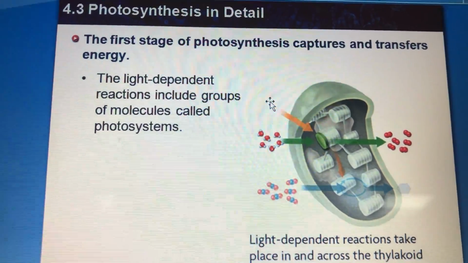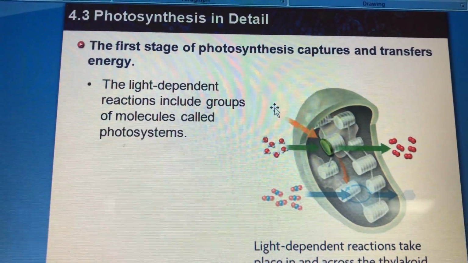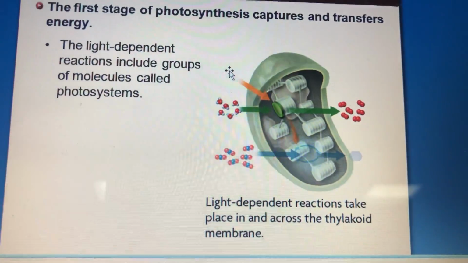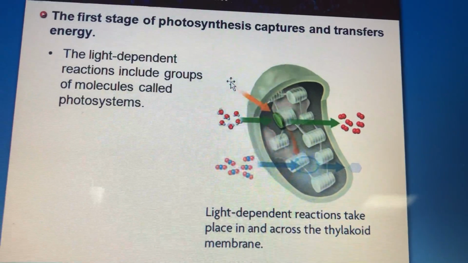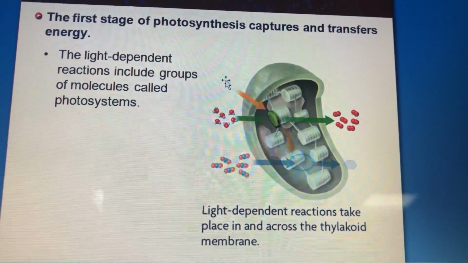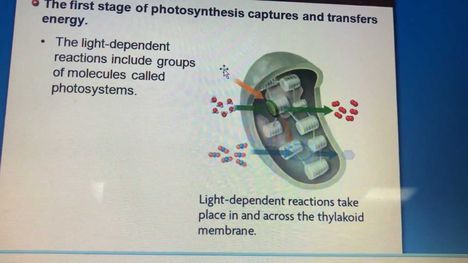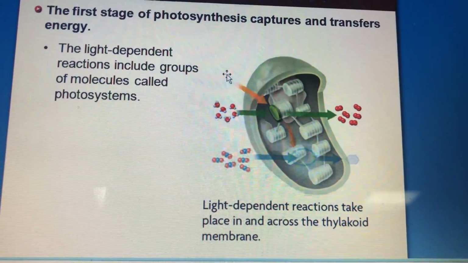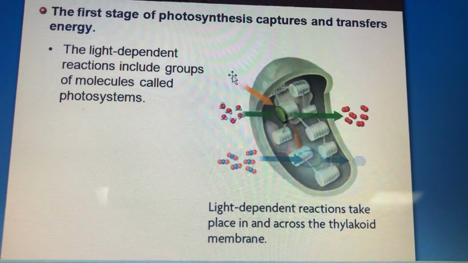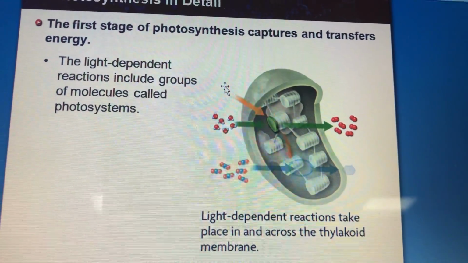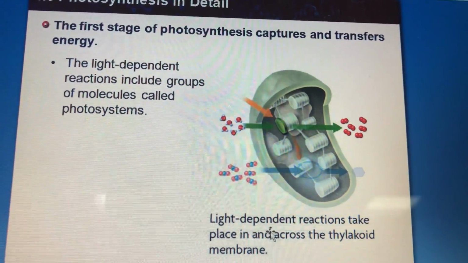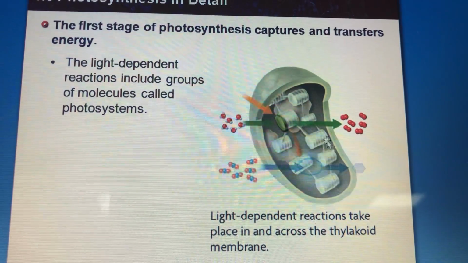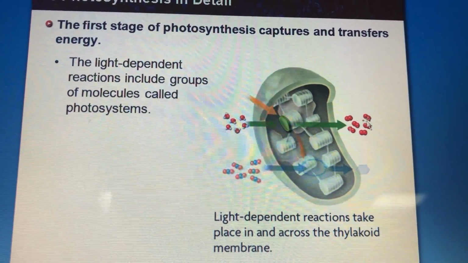Those molecules are responsible for these reactions. We are going to talk in more detail about these molecules, which are called photosystems, and we have 2 photosystems, photosystem 1 and photosystem 2. Tomorrow we will continue, but you should keep in your mind that light-dependent reactions take place in and across the thylakoid membrane.